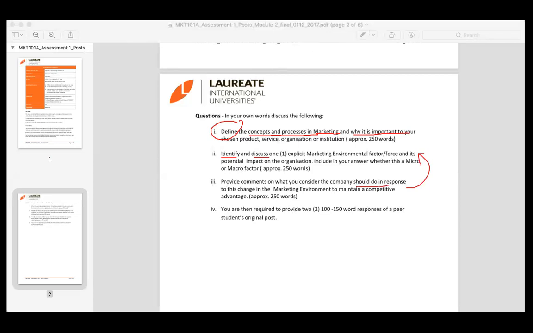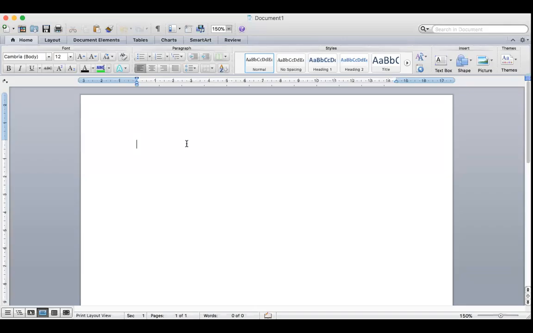Are we clear with the task, or does anybody have a question about the task? Oh, good. Now let me pull out my other blank document. Hang on a second. I think I've prepared that blank document. Can you all see my blank Word document?